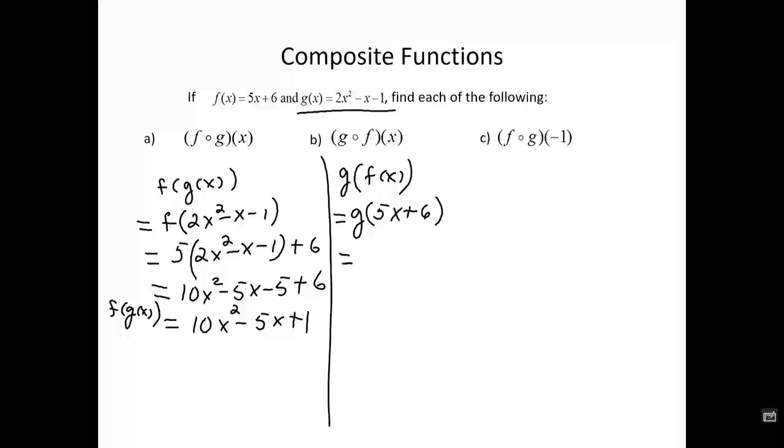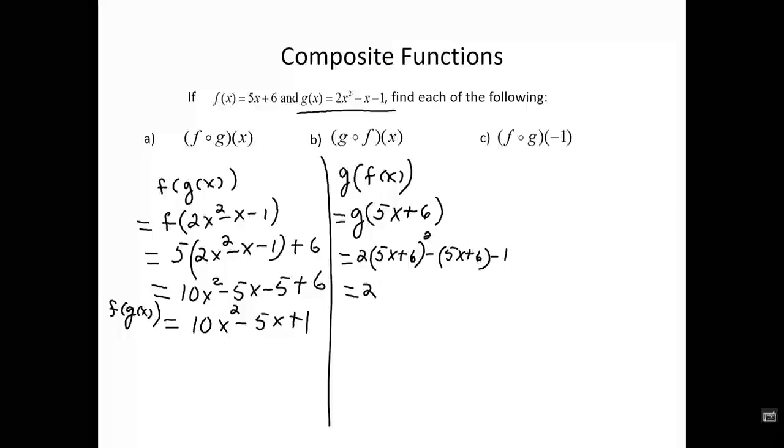So therefore, g of 5x plus 6 is going to be 2 times (5x plus 6) squared minus (5x plus 6) minus 1. Did you catch that? I hope you did. All right, because 2 times x squared. So this is 2 times (5x plus 6) squared.